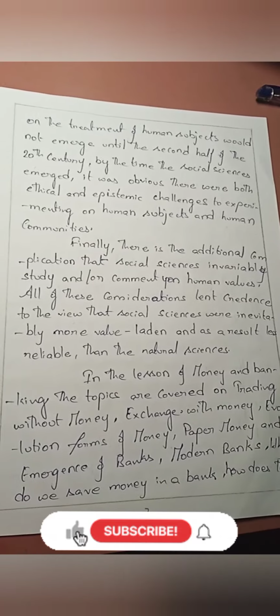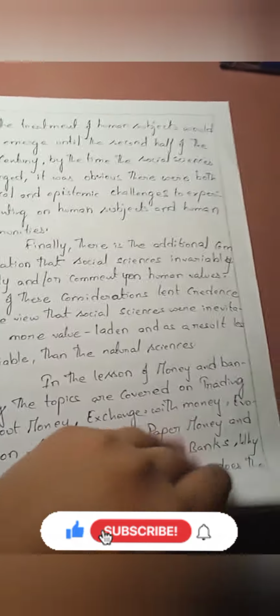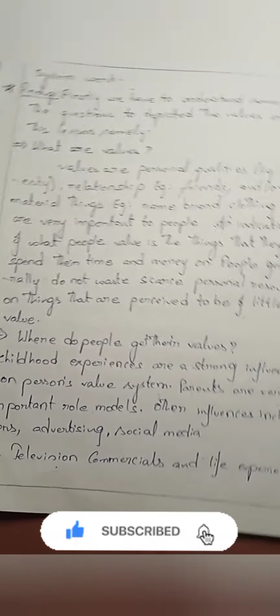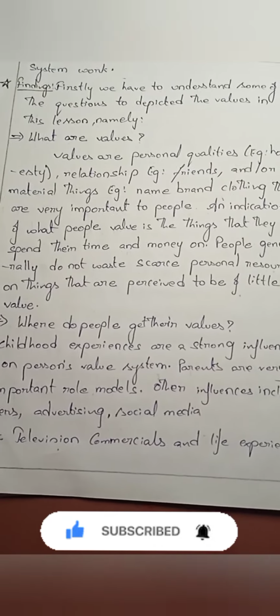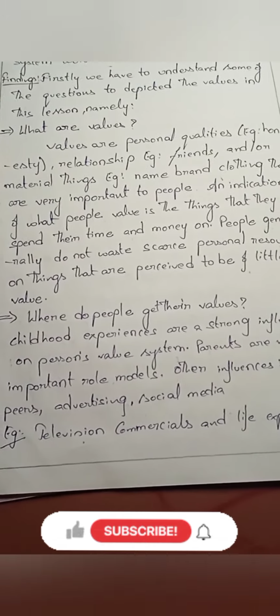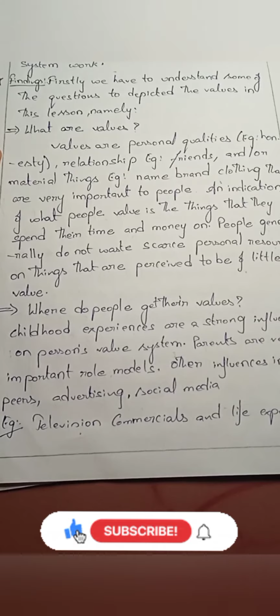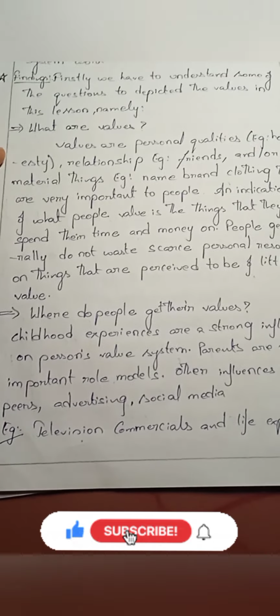Why do we save money in the bank? How does the system work? Findings. Firstly, we have to understand some of the questions to demonstrate the values in the lesson, namely, what are the values? Values are personal qualities, for example, honesty, relationship, friendship, and material things.